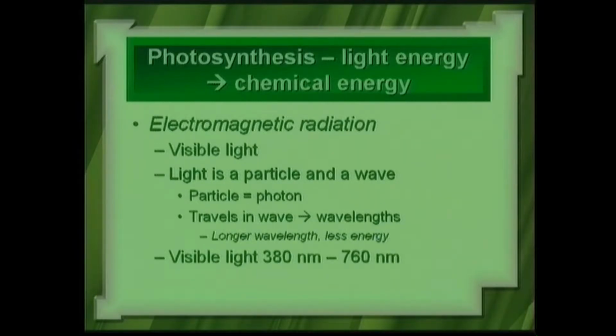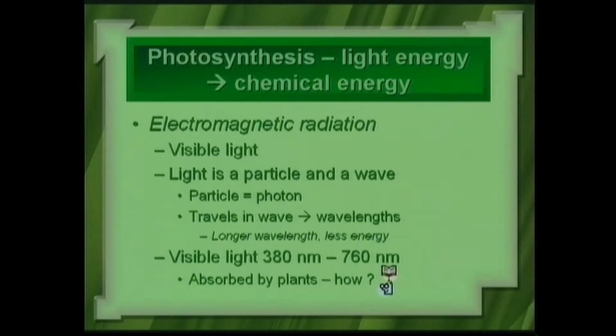So generally, visible light is the spectrum at which plants absorb, and generally, visible light goes all the way from 380 nanometers to 760 nanometers. So from 380 to 760 nanometers. And remember, nano is a prefix that means billionths. So these nanometers are billionths of a meter. Very, very small. And generally, this visible light is absorbed by plants.